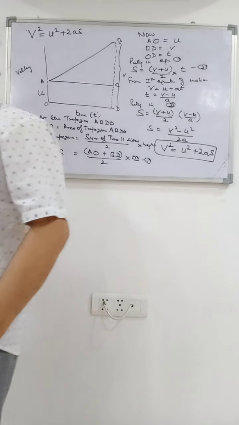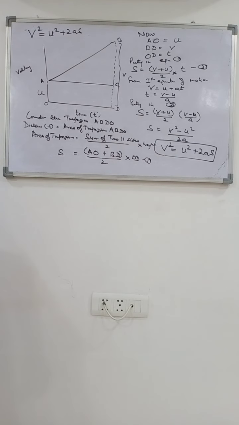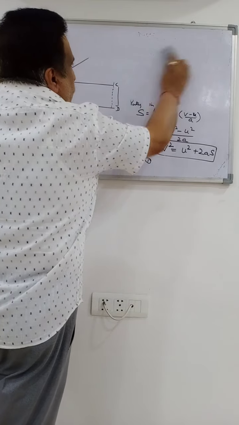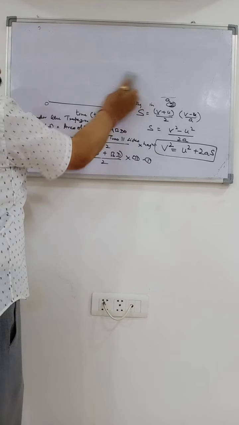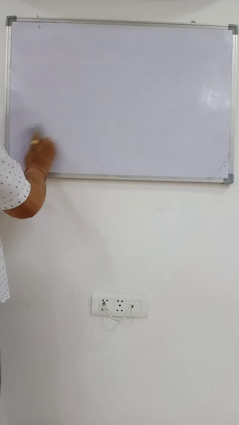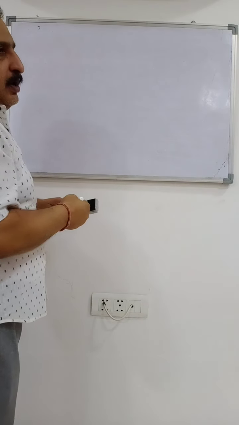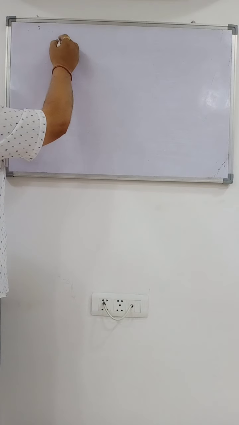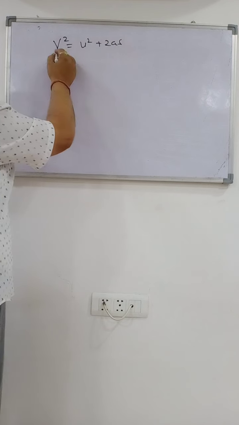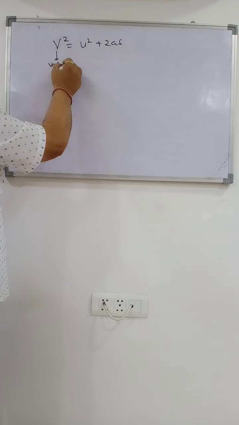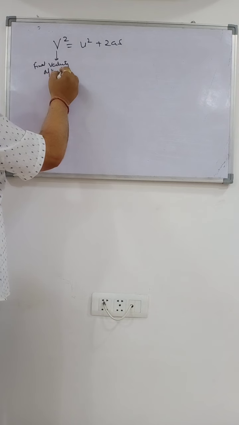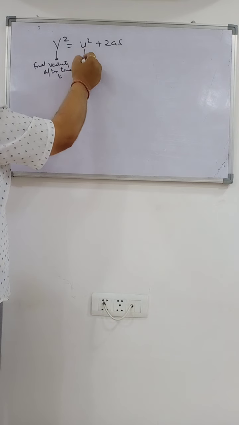What do these symbols actually mean? V square is equal to U square plus 2AS. So this was a derivation for the third equation. Now what is this equation? Third equation is V square is equal to U square plus 2AS. What is the V? Velocity. Which velocity? Final velocity after time t. What is U?